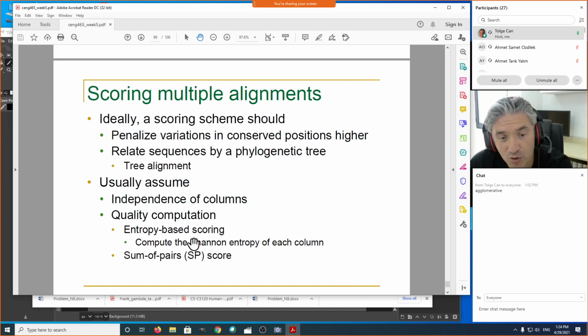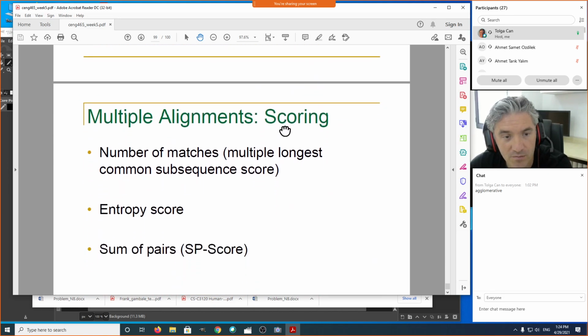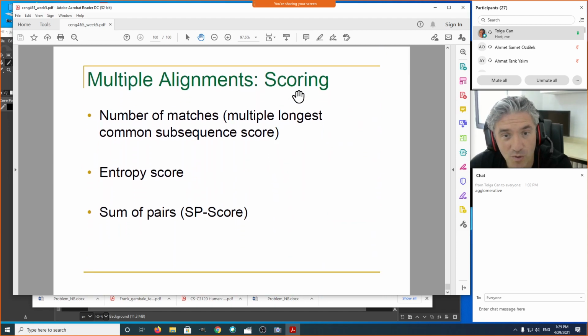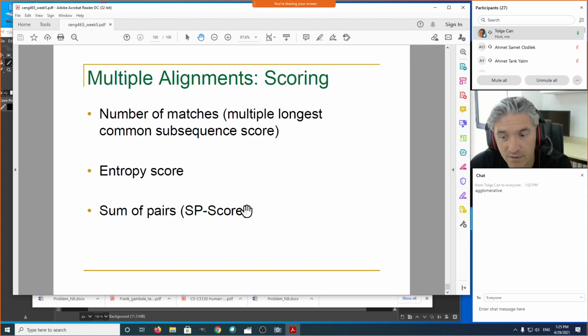There is entropy-based scoring: compute the entropy of each column of the multiple sequence alignment, and then again add them up to compute the overall entropy. And these measures usually assume the independence of the columns, as we did in pairwise sequence alignment. Other multiple alignment scoring mechanisms are, for example, the total number of matches and the multiple longest common subsequence score. The entropy score and sum of pairs score I described.